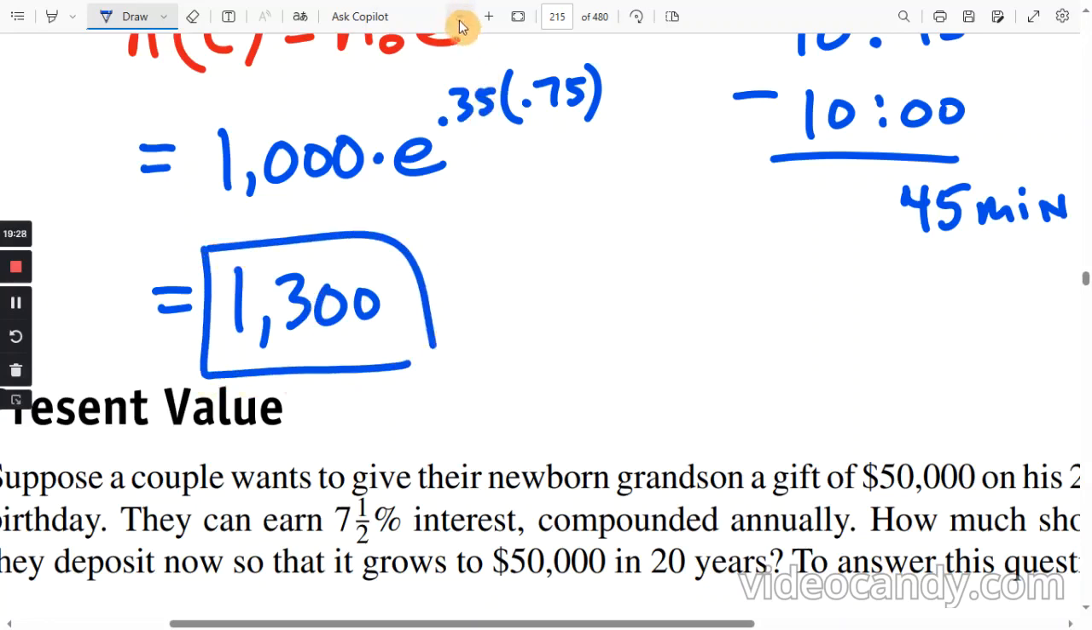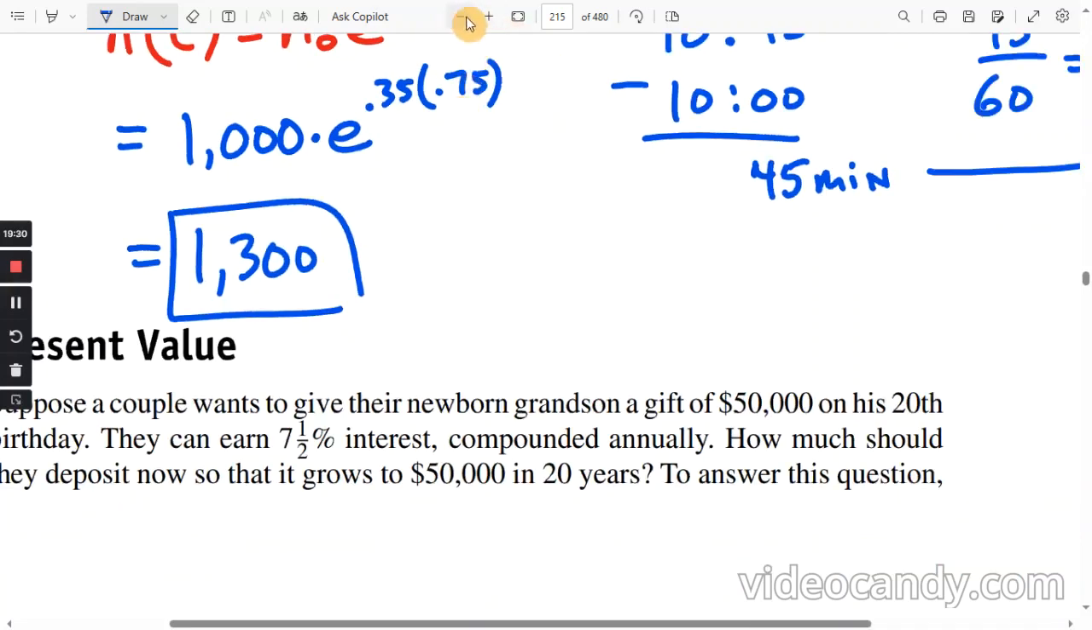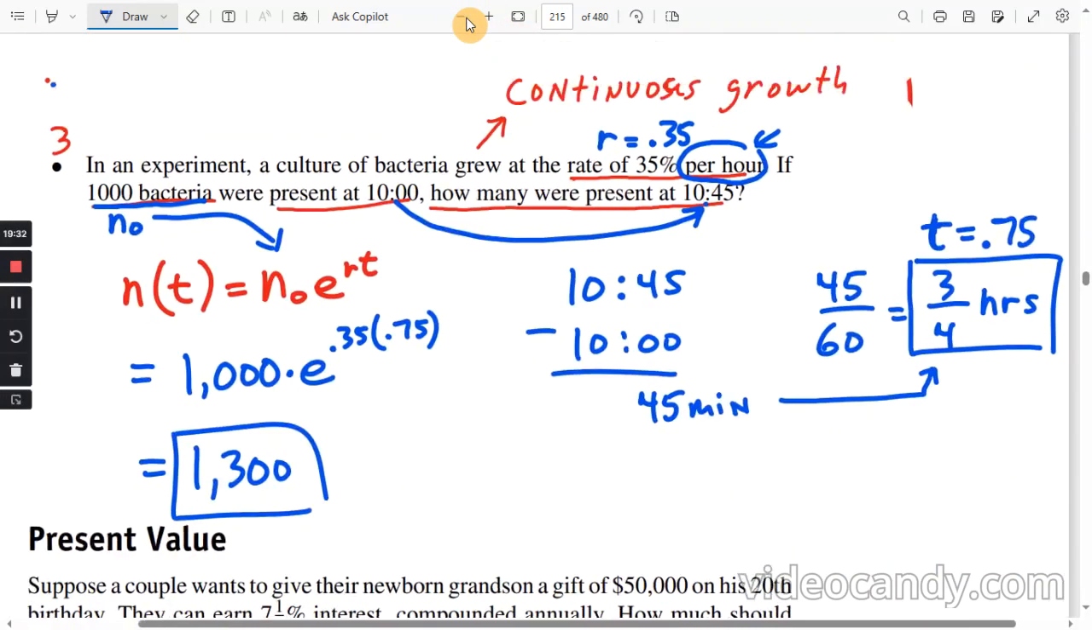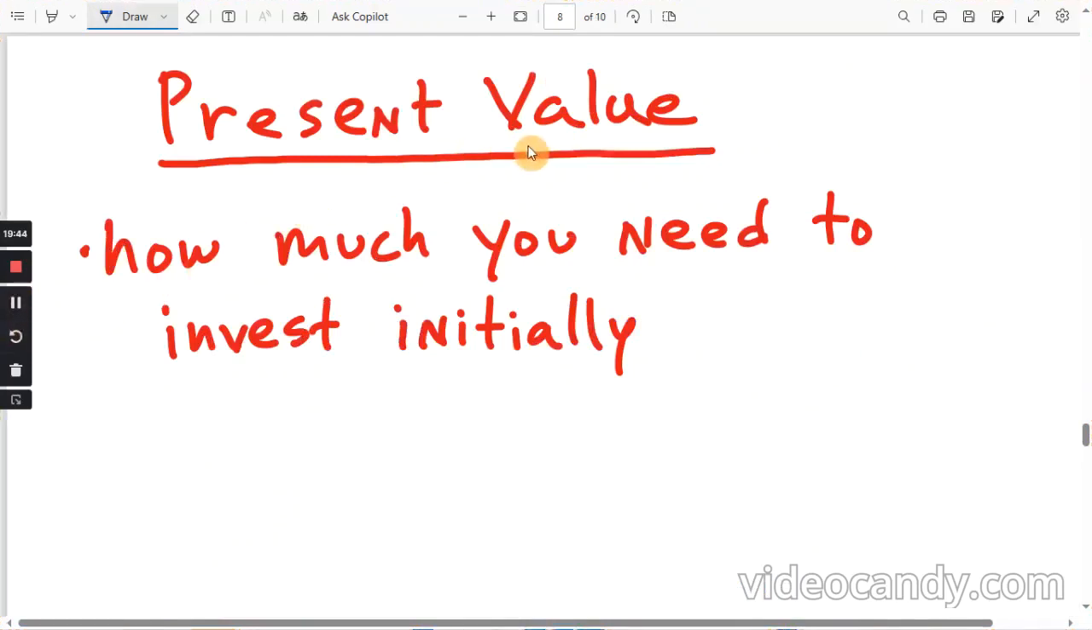All right, does the answer make sense? Well, sure it does, because it was supposed to grow at 35% per hour. So if we started at 1,000, we expect it to be more than 1,000. All right, for present value, that's how much you need to invest initially. So in order to write a formula for this, we just have to work backwards.